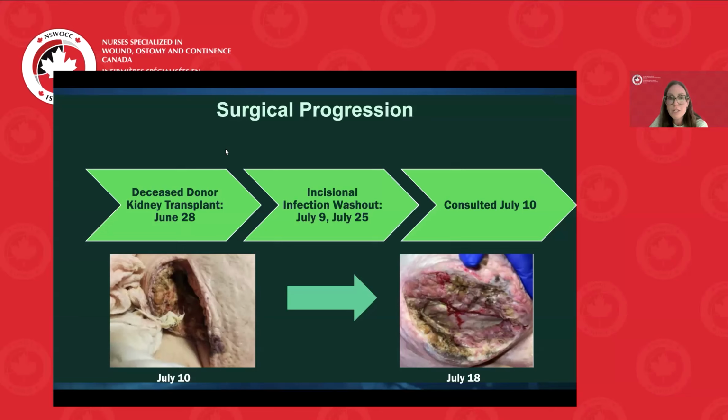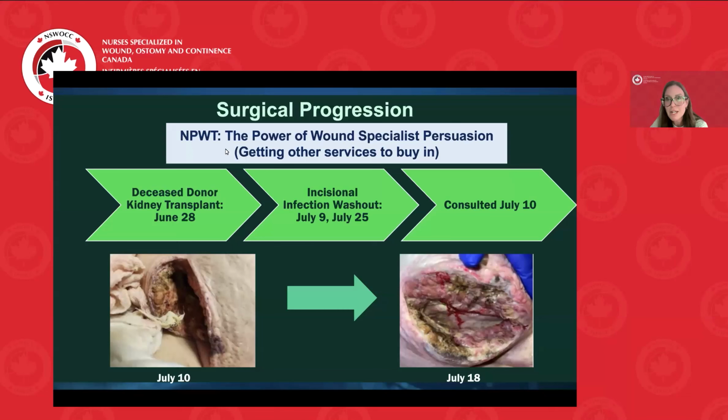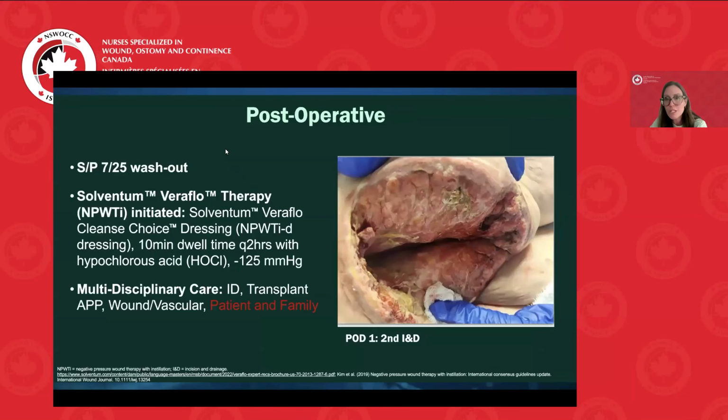But it still took us a little bit of time to get consulted there. So you can see initially July 10th, they were using essentially a wet to dry dressing. They were putting Curlix in there. You can see the quality of the tissue there on the 18th, not so great. Still not getting good wound healing after that incision and drainage. So unfortunately, she did undergo a second washout on July 22nd.